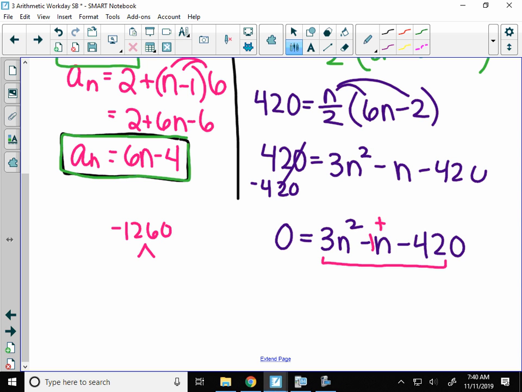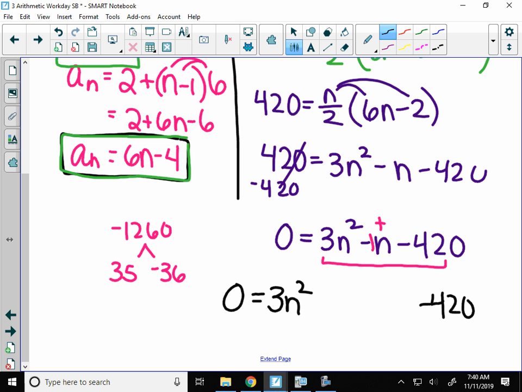All right, hopefully you did this work for yourself, but if you didn't, you take an easy way out. That's your choice. Here are your two numbers, 35 and negative 36. That's what multiplied to negative 1,260 and add to negative 1. So now I'm going to split the middle. I'm going to leave this 0 equals here. The first term stays the same. The last term stays the same. And that middle term of negative 1 splits up into positive 35n minus 36n.